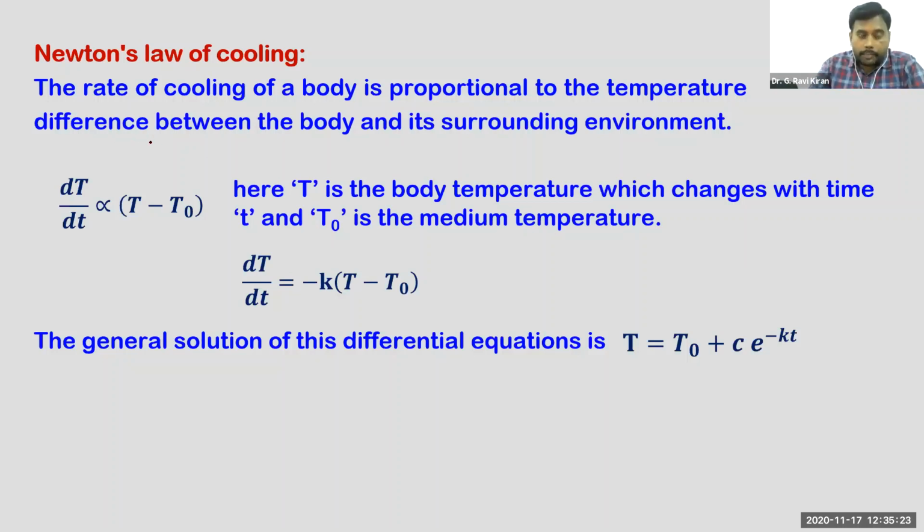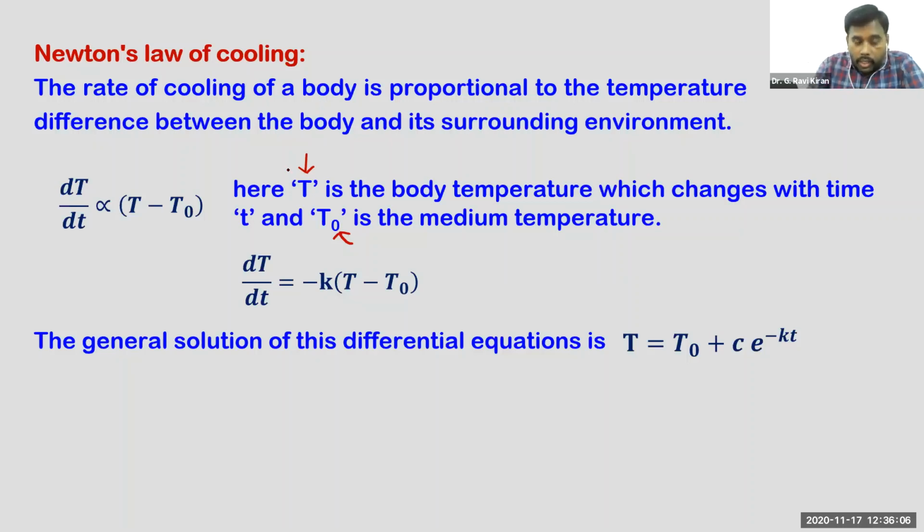It says, as you can see here, the rate of cooling of a body is proportional to the temperature difference between the body and its surrounding environment, right? So let us assume T is the temperature of this particular body, which you are keeping in the room, and T0 is the medium temperature. Medium in the sense you can keep that body either in a room or in water, or in vacuum, wherever you keep it, you call that the medium, and T0 is the temperature of that particular medium.